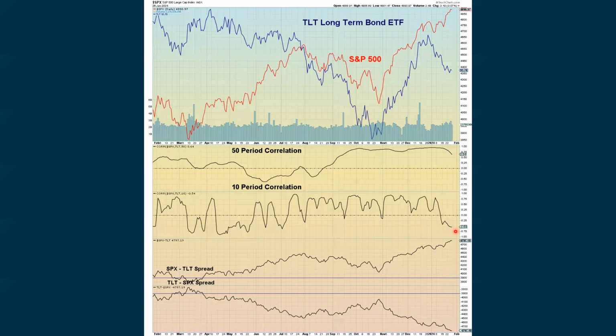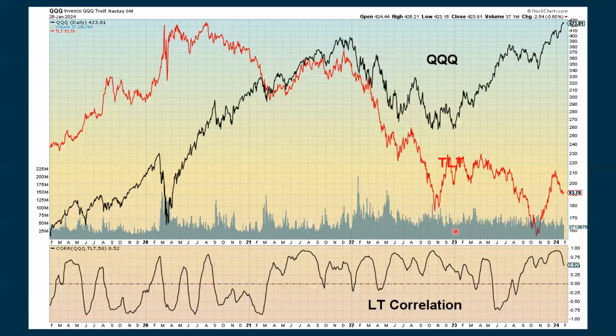Okay, are interest rates going to go up? Are they going to go down? Are bond prices? Are stocks? Blah, blah. And that's part of the uncertainty that the market is dealing with right now. Then we look at the correlation between the Qs, which are in black, and the TLT, the long-term bond ETF. And they had a pretty strong correlated relationship, but that's starting to show a little bit of weakness.